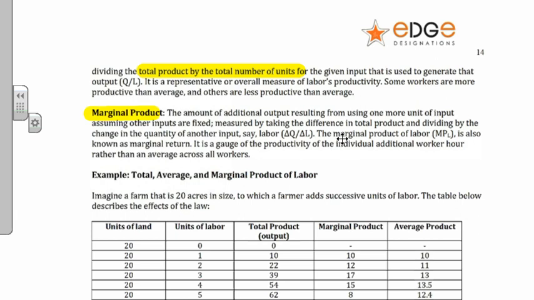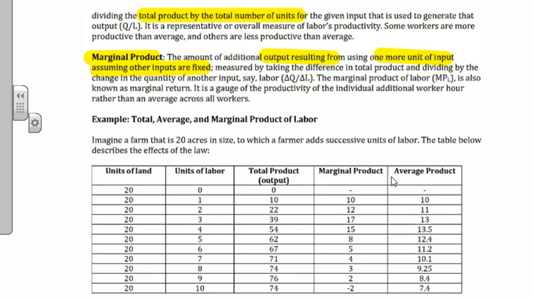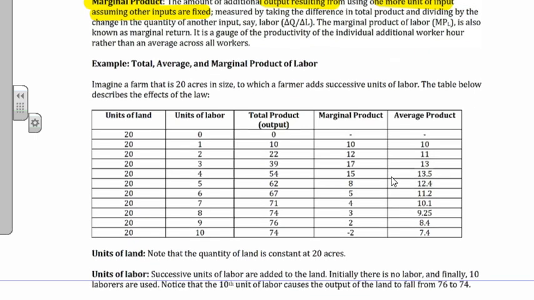Marginal product is the amount of additional output that results from using one more. Marginal is the additional. If I add in one more unit of that particular input, assuming my other inputs are fixed and cannot change, what will that then do for my additional unit? If I add in one more unit of labor, keeping everything else constant, what will that then do for my productivity? Let's have a look over here.